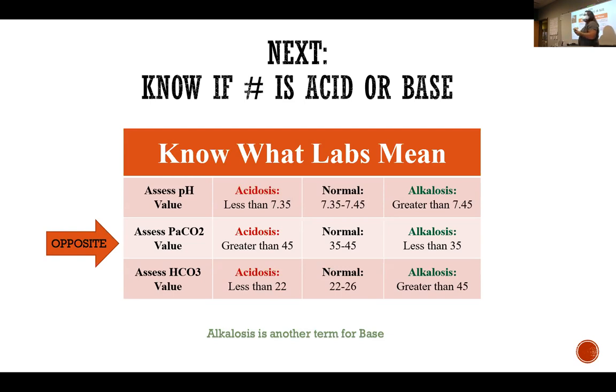Exactly. CO2 gets flipped so that on our chart, we'll be able to say, hey, these numbers are acidic and these numbers are basic or alkalotic. So the acidic state with PaCO2, that's our carbon dioxide, is greater than 45, and the basic or alkalotic state is less than 35. This is the one that's opposite of the other values.